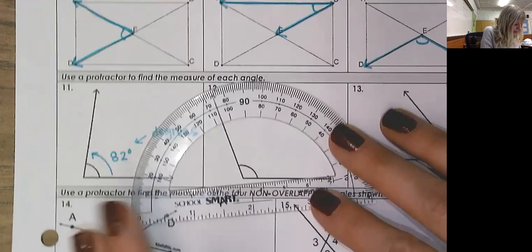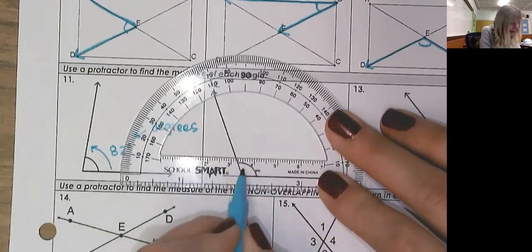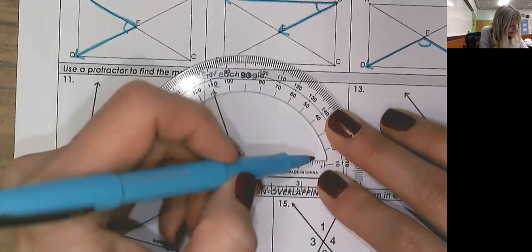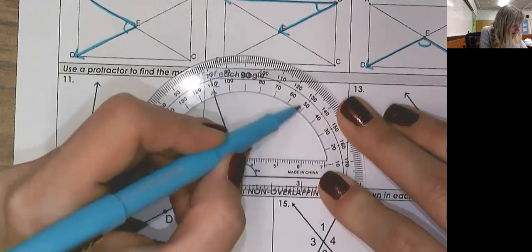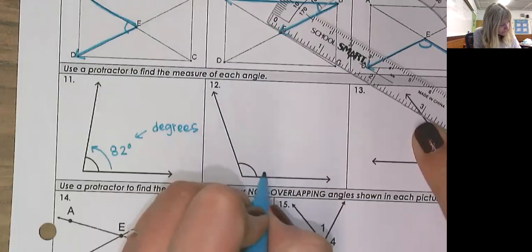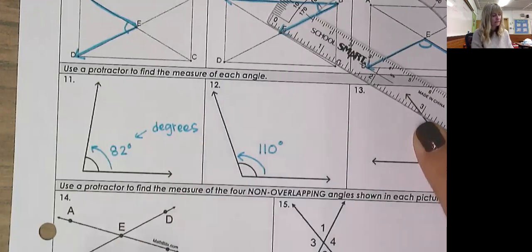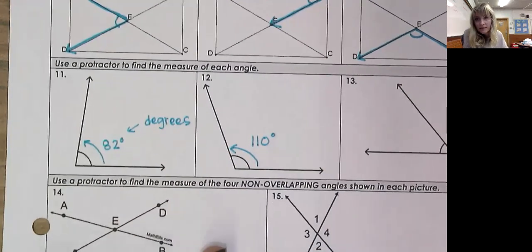To measure this one, you can tell it is obtuse because it goes past the square. And again, it opens up all the way out to 110 degrees. That verifies for me that this is definitely obtuse. It opens more than 90 degrees.